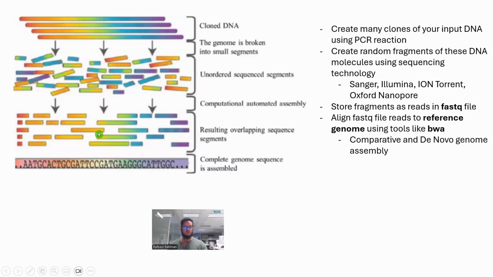Again, if you see most of these bases are maybe G, then it should be G, and so on and so forth. So you can assemble the whole genome in that way. But there is also another class of genome assembly which is known as de novo genome assembly.